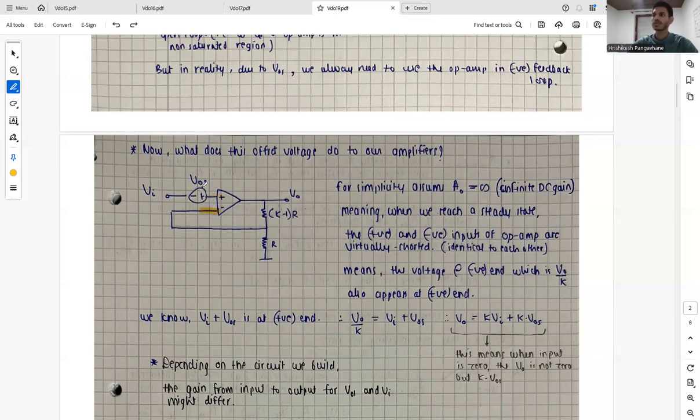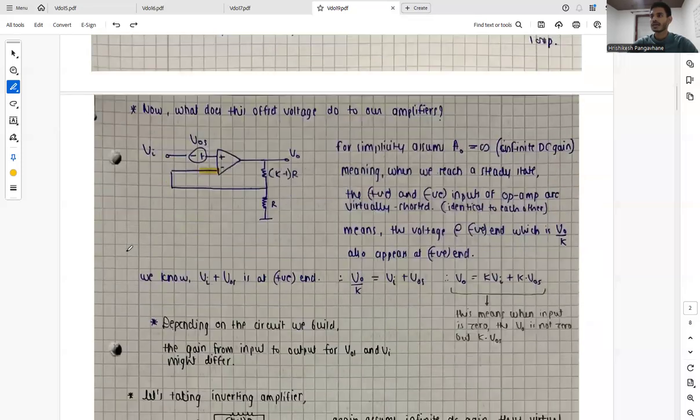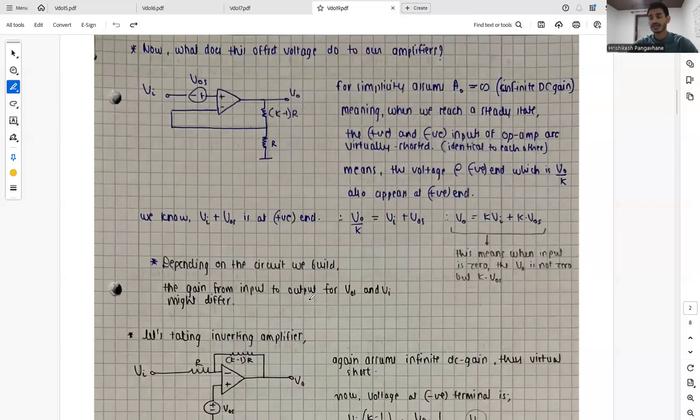So we know that at the positive end, we have a voltage of Vi plus VOS, which is nothing but V0 by K due to the virtual short. So we can write this equation, and from this equation, we see that V0 is not K times Vi, but it is also K times VOS. This means when the input is 0, the V0 is not 0, but K times VOS. And depending on the circuit we build, the gain from the input to the output for VOS and Vi might differ. In this case, it is K times Vi and K times VOS, but not necessarily for every circuit.